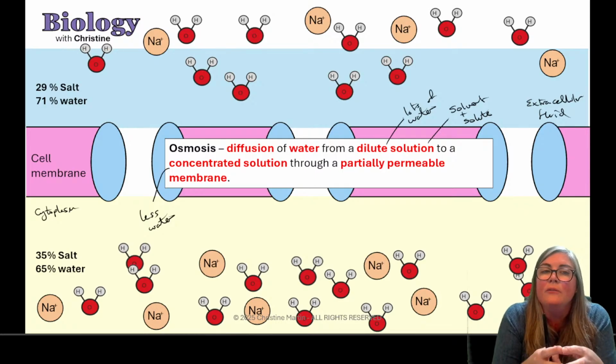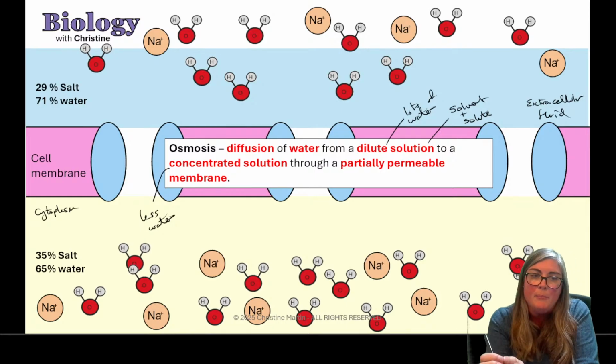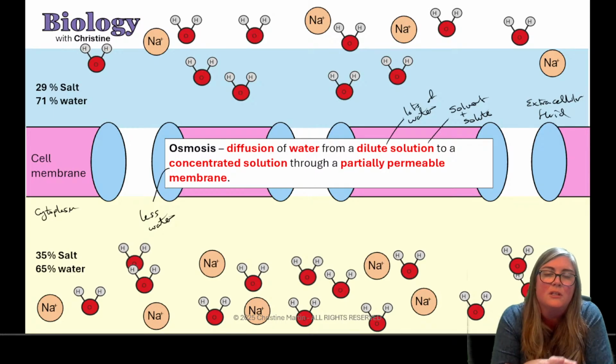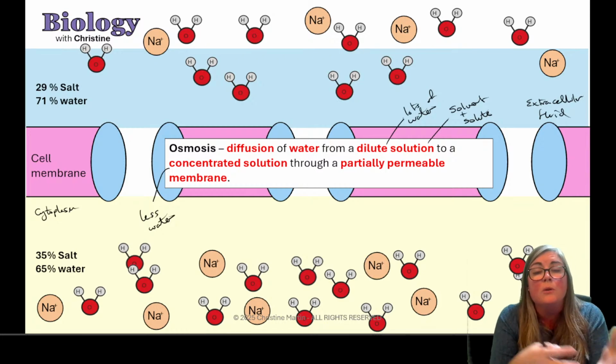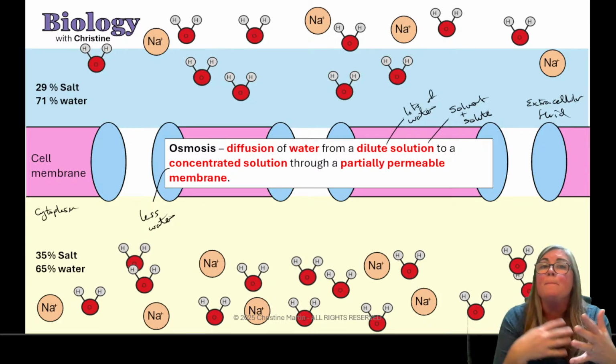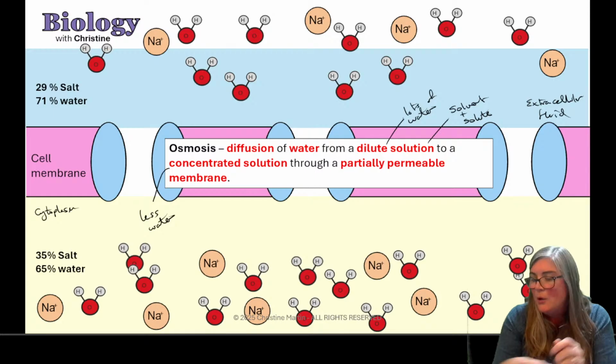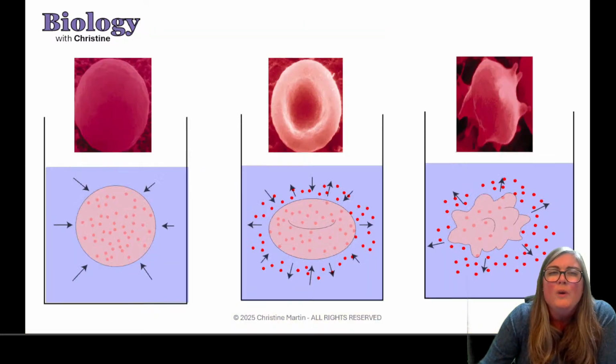So if we have osmosis occurring, the water will diffuse from a dilute solution to a concentrated solution through a partially permeable membrane. So it's really important we have these definitions. And what will happen is it will get to a point where it will reach what's known as an equilibrium. It will get to the point where there is the same number of water molecules on each side to ensure that equilibrium has been reached. So what does that actually mean?